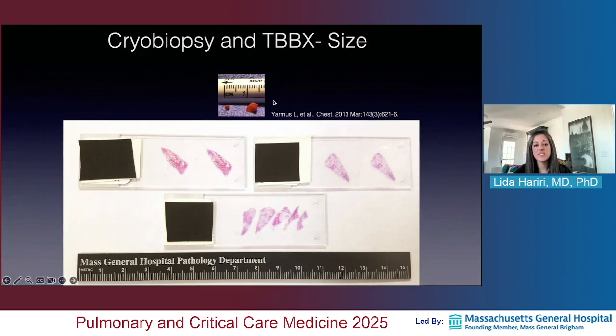However, cryobiopsies typically are not as large as we get with a surgical lung biopsy. Unfortunately, I didn't have a fresh, gross picture of a surgical lung biopsy, so I took a picture of a couple of slides. So you can see here, just from this two-dimensional cut, what a larger piece of tissue we're getting.